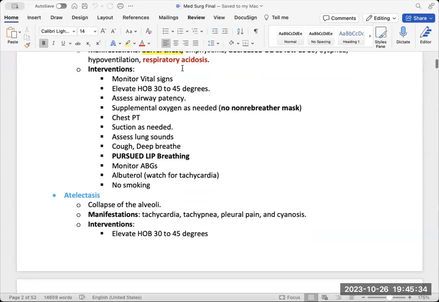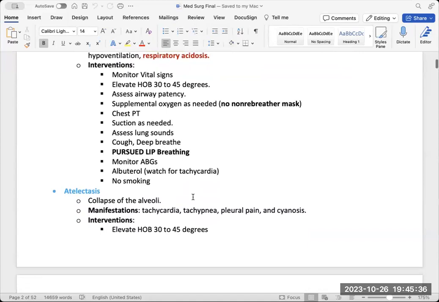What about interventions for COPD? We kept talking about a bunch of respiratory interventions. So what are some things, thinking about all the things we've talked about? Chest PT. Okay. Elevate the head of the bed. Okay, what else?